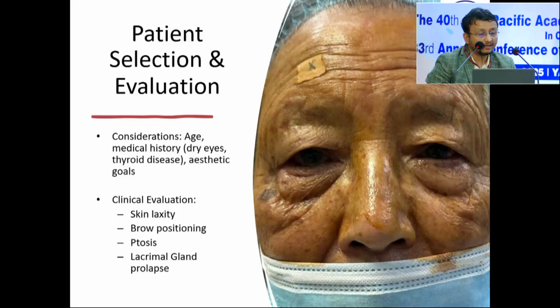So for the upper eyelid, you need to evaluate how lax the skin is, whether it is associated with any brow drooping or a ptosis, and any lacrimal gland prolapse, which could otherwise be seen in patients with senile or aponeurotic ptosis, as well as in cases with blepharochalasis.